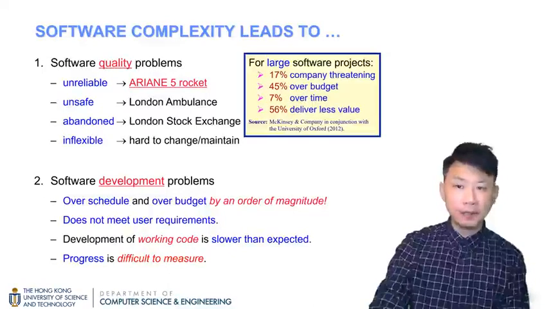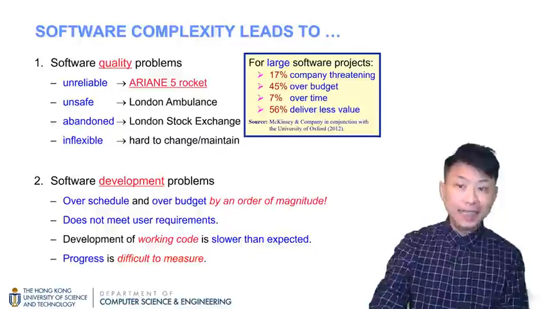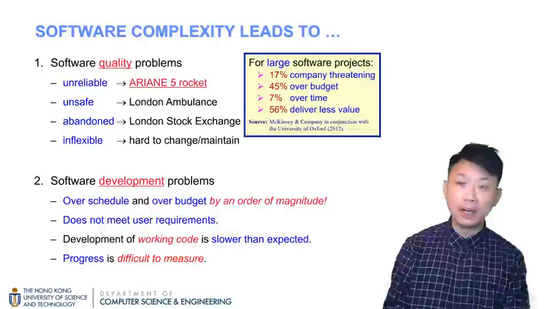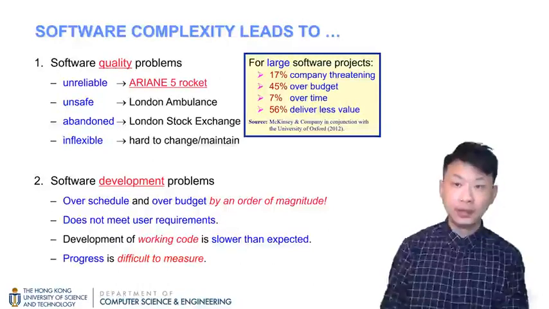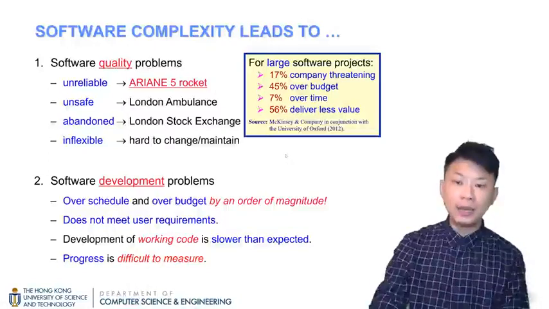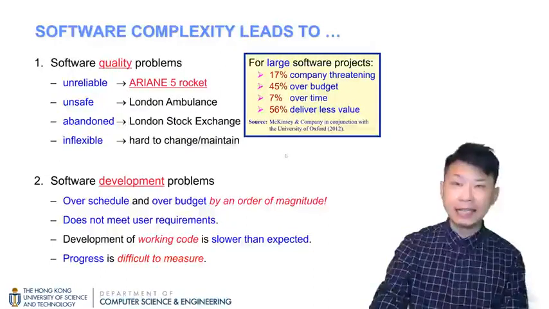And for a large software system, 17% of the time they are facing company threatening outcomes. That means people say something bad about your company on, for example, the internet. And 45% of the time is going to be over budget, 7% of the time is going to be over time, and 56% of the time is going to deliver less value than expected.